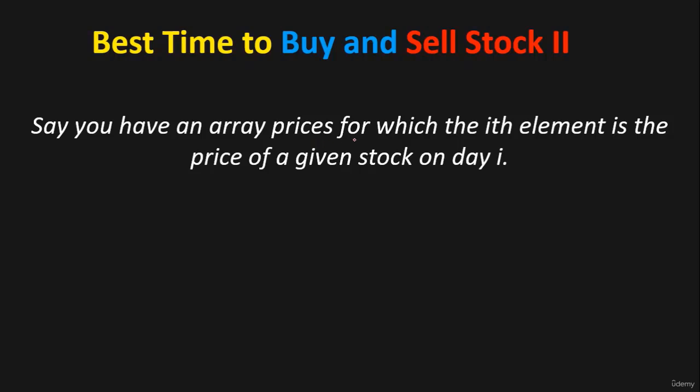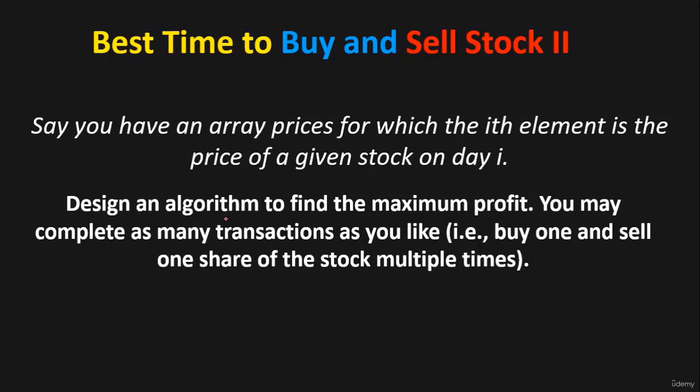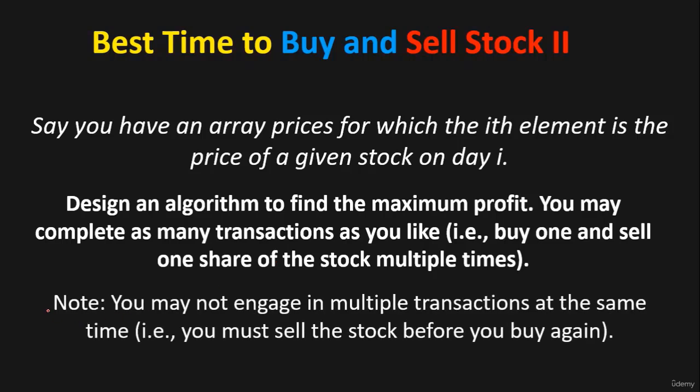Say you have an array prices for which the ith element is the price of a given stock on day i. Here i is the index number. Now design an algorithm to find the maximum profit. You may complete as many transactions as you like. That means you can buy one and sell one share of the stock multiple times. Note that you may not engage in multiple transactions at the same time. It means you must sell the stock before you buy again.